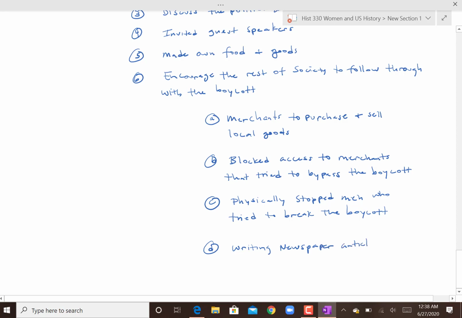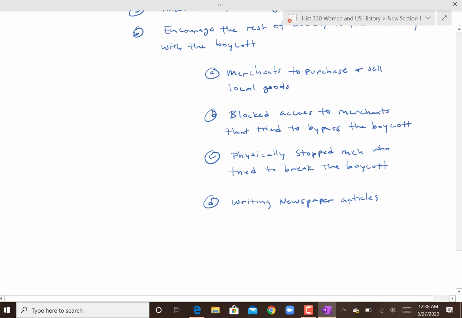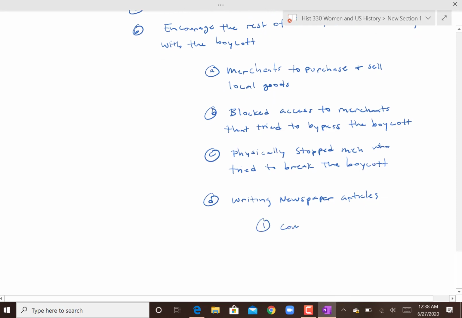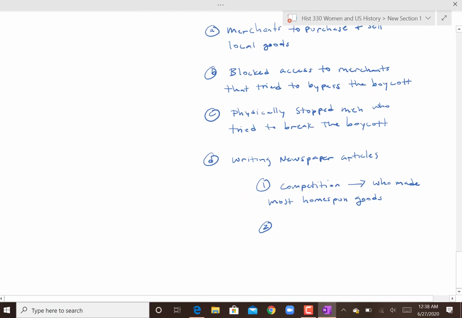And what they did with these is a couple different things. They had a competition, and they would record who made the most homespun goods, and they kept a running tally, and publicly praised mostly women, but some men too, who did the most homespun goods. And so it was in the public's view of like, oh, look, our neighbors made a ton and we're not on the list, and so peer pressure.